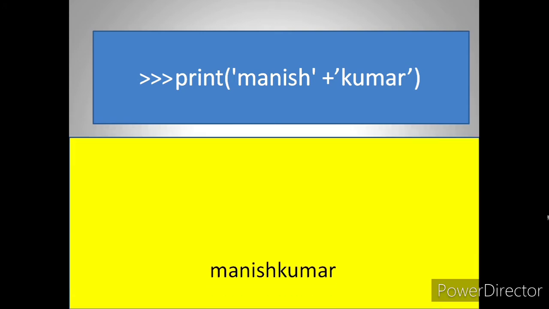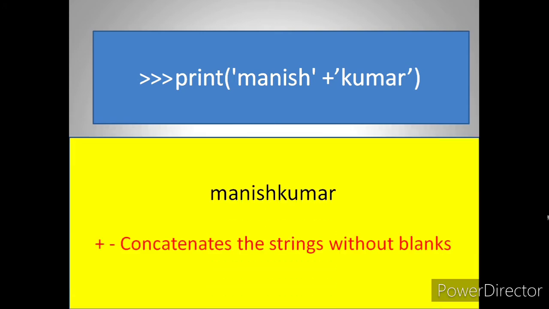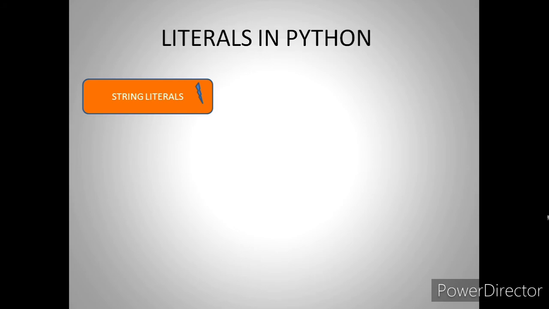Okay. So this plus is used to concatenate the string without blank spaces. So we all have come across the string literals. Now we'll be talking about numeric literals. Is the first one clear or not? String literals. Student, please respond. Is it clear or not? So it's clear. Okay, very good.